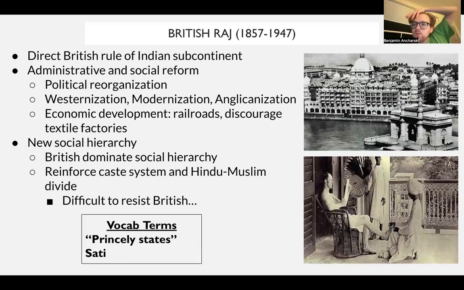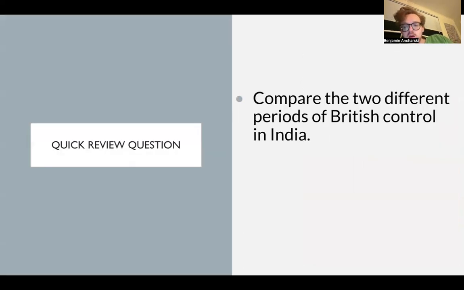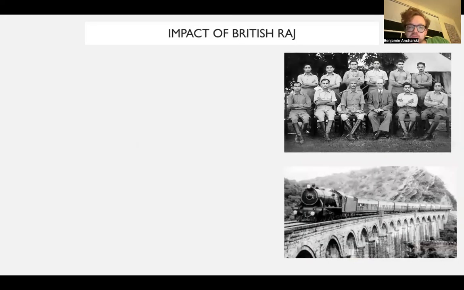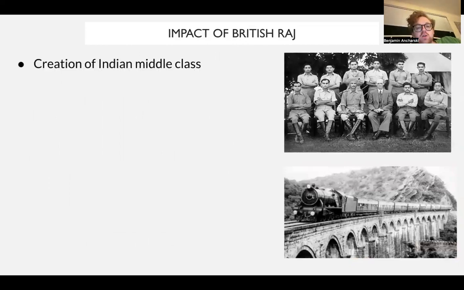So because of the reinforcement of this rigid caste system and these religious and ethnic divides, we do see an attempt to basically negate nationalism. And we'll look at that in just a second. But you should be able to at least compare between the company rule and the British Raj. How are they similar? How are they different? So let's look at some general impacts of the British Raj.